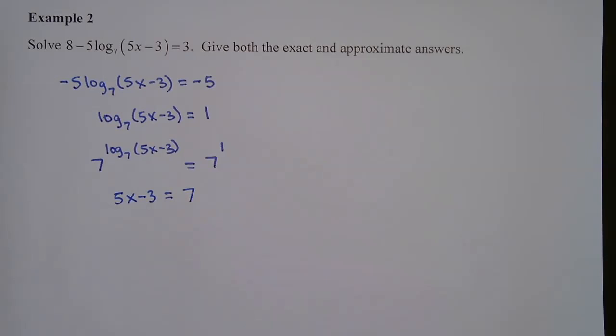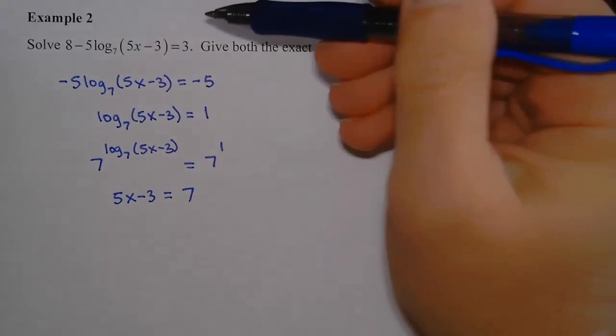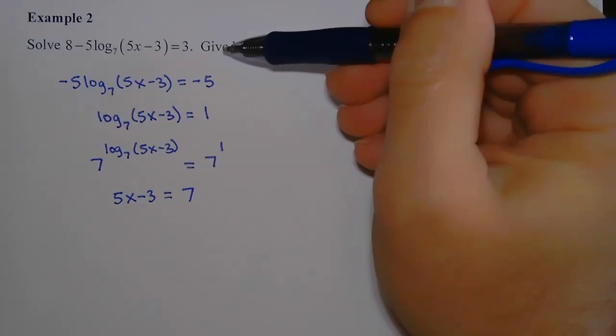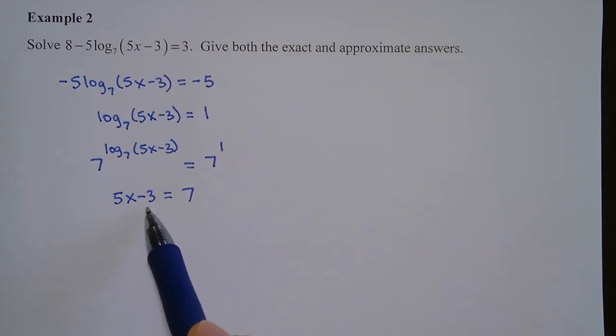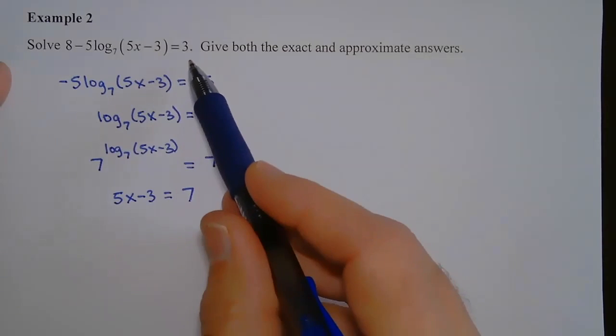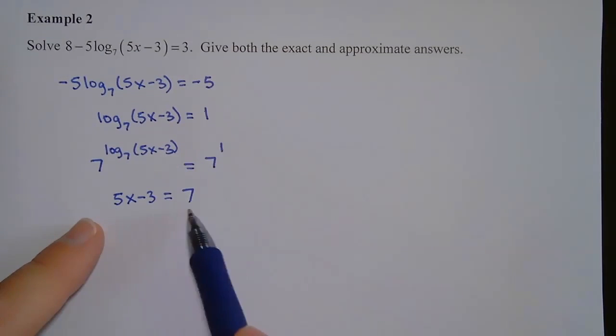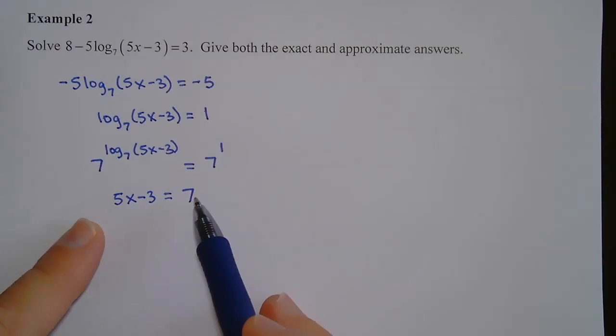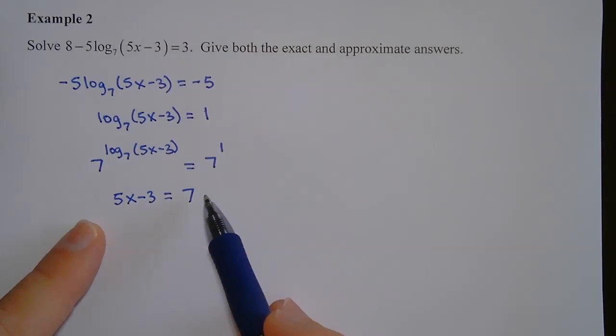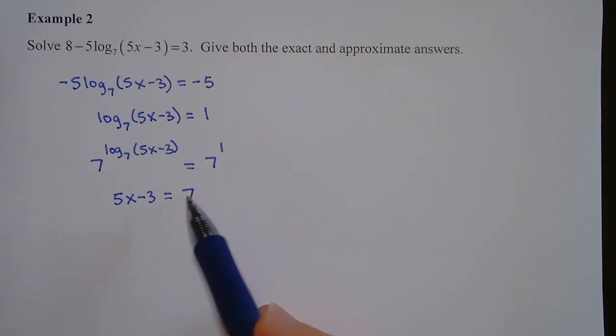All right, so what happened is we started out with a logarithm equation, and we wound up with a linear equation. So we've converted this logarithm equation to a linear equation that's really easy. I mean, this is an 8th grade math problem. So what we need to do next is solve this one.